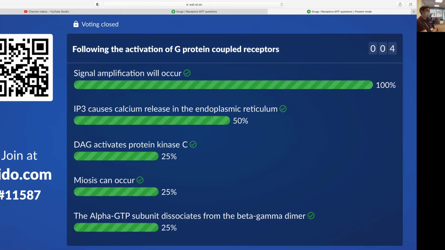Following the activation of G protein-coupled receptors, signal amplification, look at it, everyone thought that was true. Why is that? Anyone? Because the alpha subunit can activate lots of other cell messengers, not just one. Yeah, absolutely. Does it also go back? That would require reactivation, wouldn't it? This is just following activation. Each alpha subunit will activate multiple second messengers within the cell, but also each ligand that binds to the exterior side of your G protein will activate multiple alpha subunits. There's two different stages at which signal amplification occurs following the binding of your ligand.